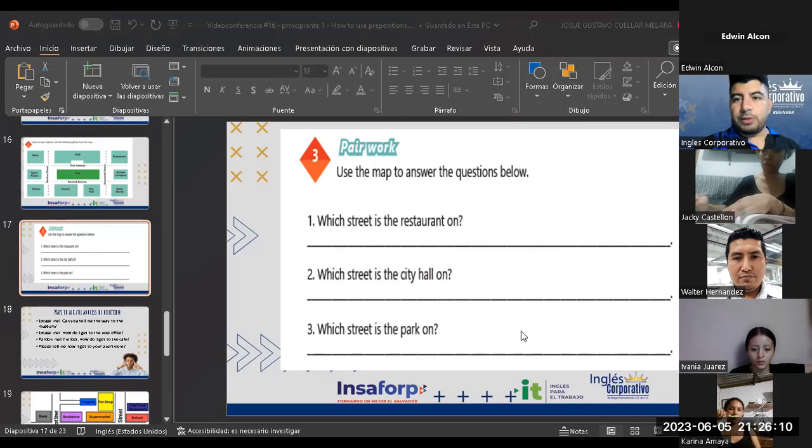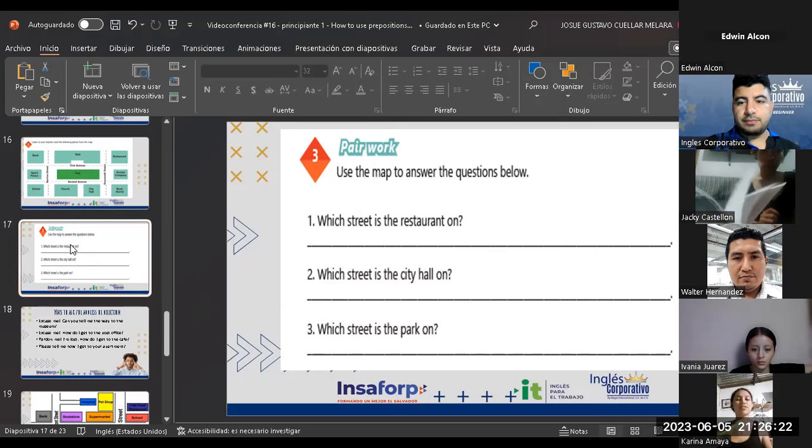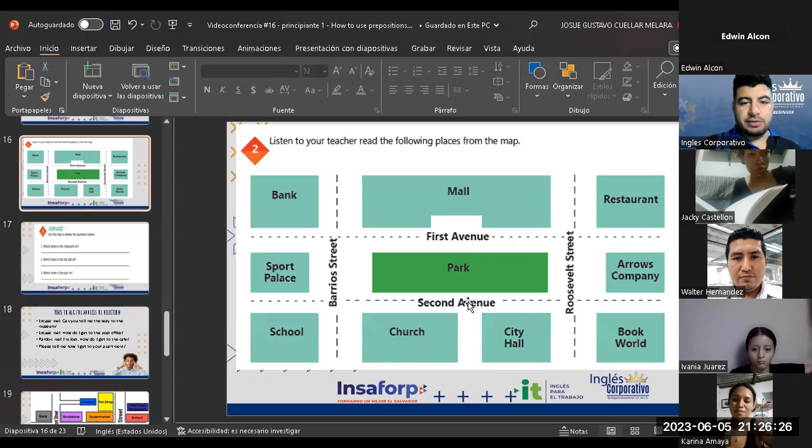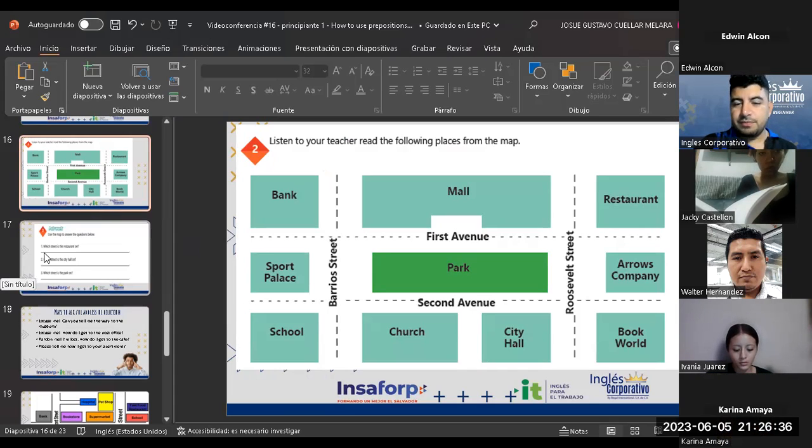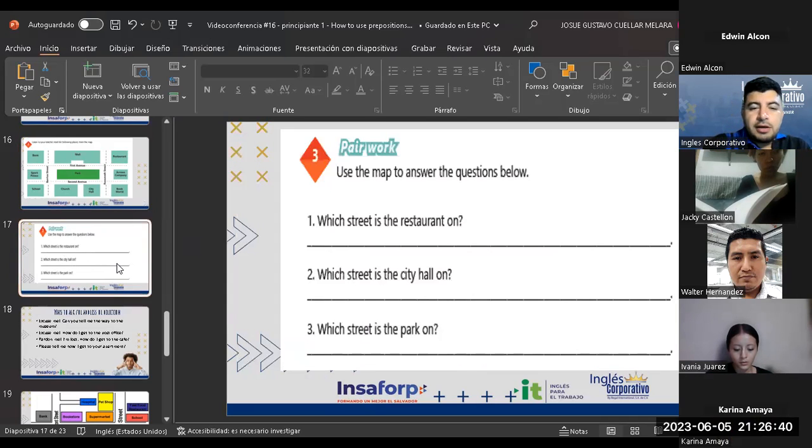Maybe we can start with Melvin. Melvin, select one of these, and I'm going to show you the picture of the map. Number one. And then Cari, okay, number one. The restaurant is on Roosevelt Street. Yes, on Roosevelt Street. Thank you. Cari, I'm sorry. Are you busy? Está un poquito ocupada. No problem. No problem, teacher. Okay, number two or three?